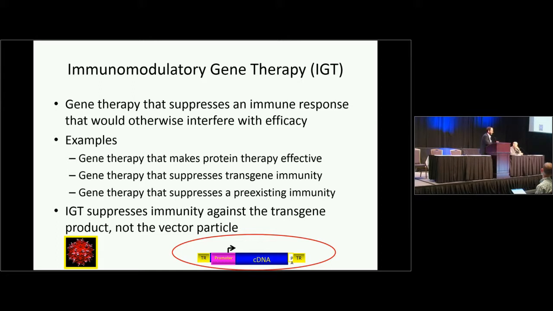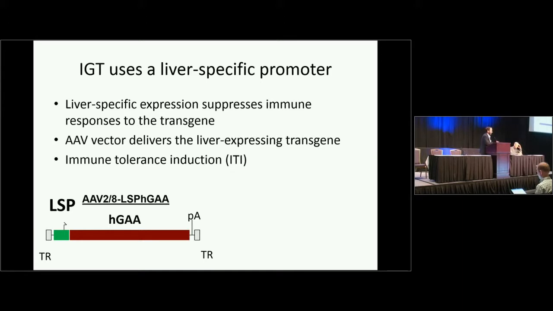So we could say that IGT will suppress an immune response that would otherwise interfere with efficacy, and examples include making a protein therapy effective, suppressing transgene-directed immunity, suppressing a pre-existing immunity in recent work. And so IGT suppresses immunity against the transgene product, not the vector particle. And this is an example of a vector that we've used extensively. It has a liver-specific promoter, a synthetic promoter, to drive liver-specific expression that suppresses immune responses. And it's capable of immune tolerance induction, or ITI.